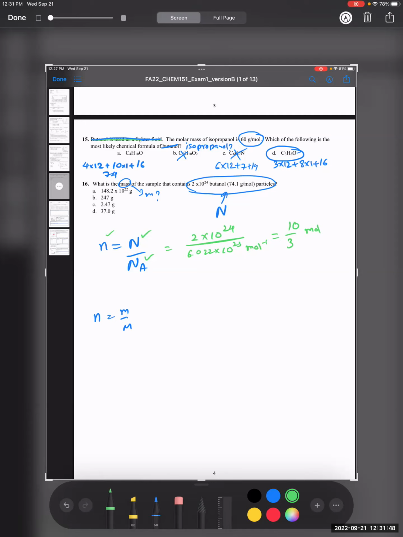And then the question is asking for the mass, not the number of moles. So you need to use this equation now. From this equation, we see that we know the number of moles, and the molar mass of butanol is given to us, so we can find M. So M is equal to number of moles times the molar mass. Number of moles is 10/3 moles. Multiply this by the molar mass of butanol, which is given to us as 74.1 grams per mole. Moles cancel out.